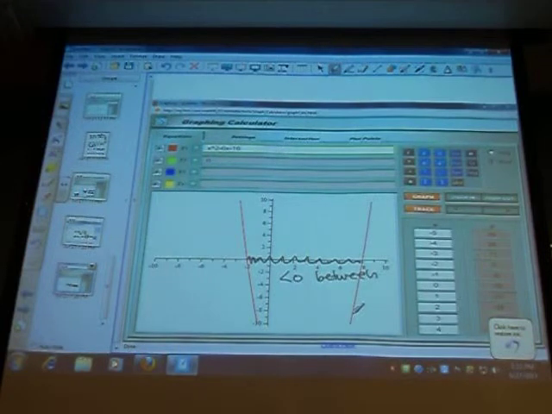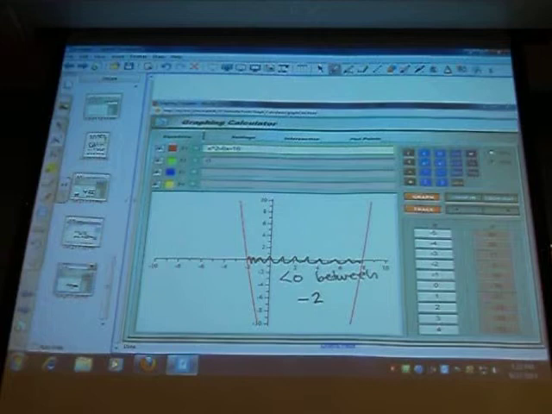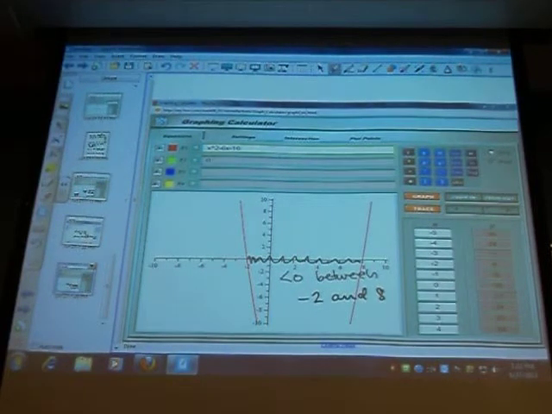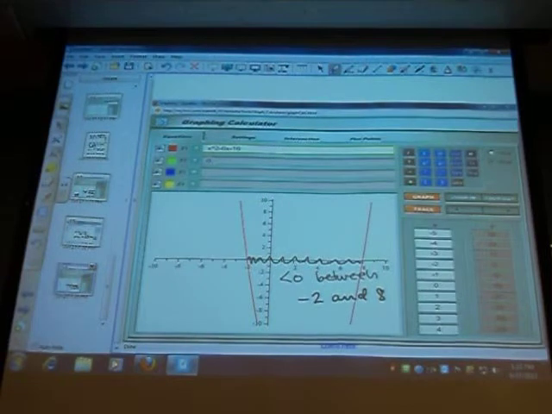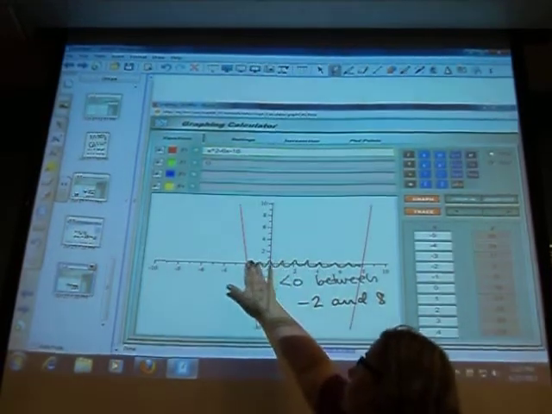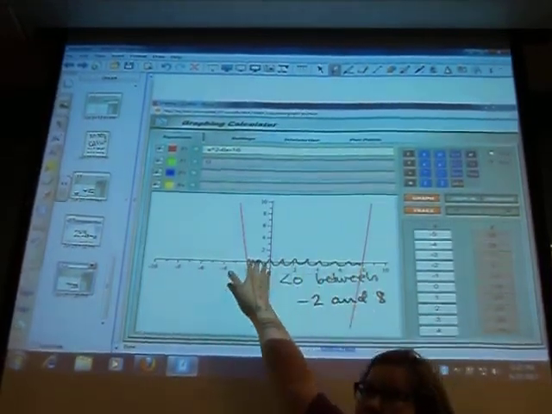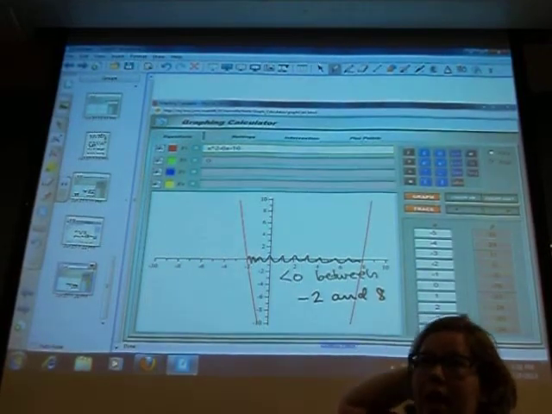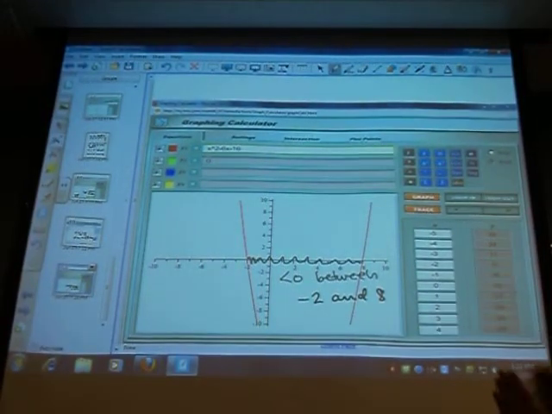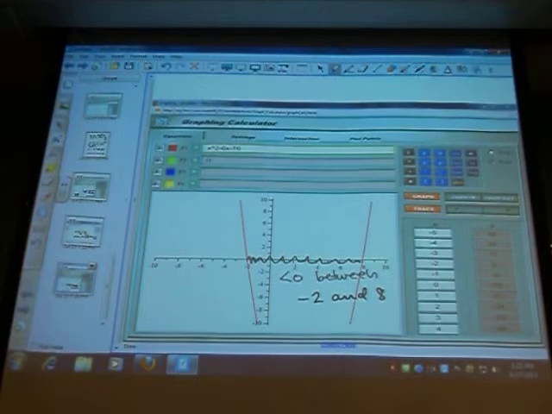Okay, and then we figured out from the graph that it's less than 0 between negative 2 and 8. Now if your answer is one region, like between two numbers, you write it as a compound inequality. If your answer was two separate regions, you have to write it as two inequalities.